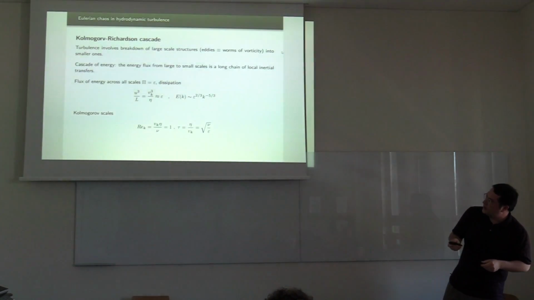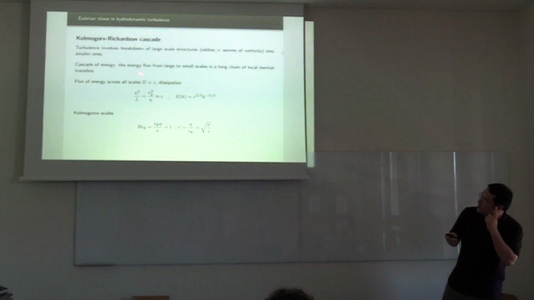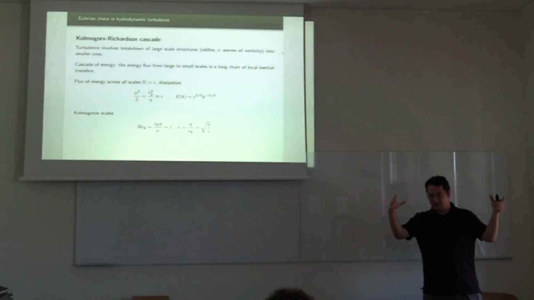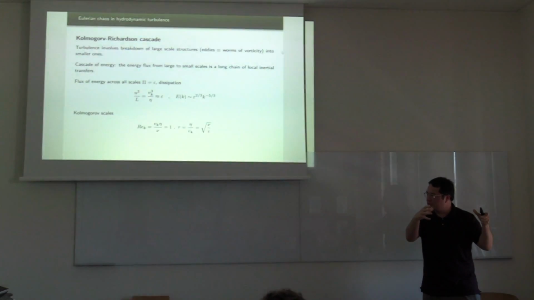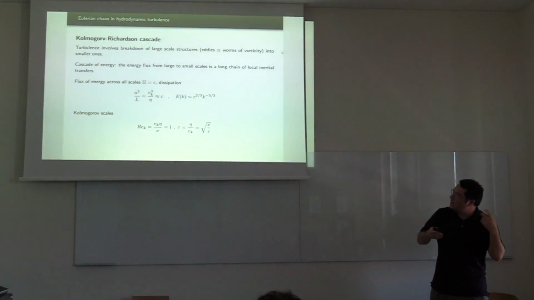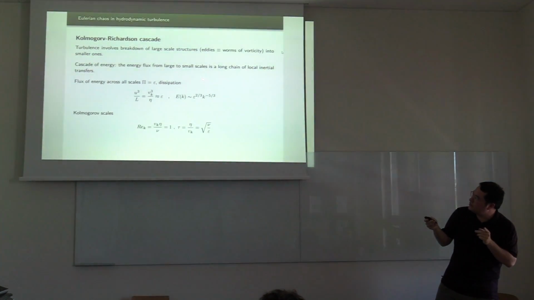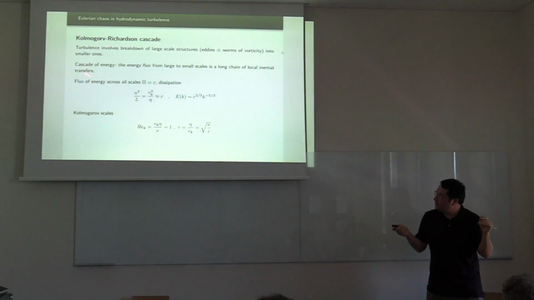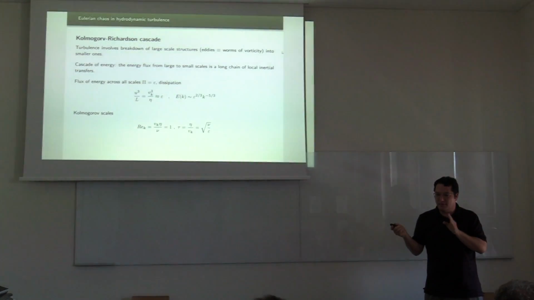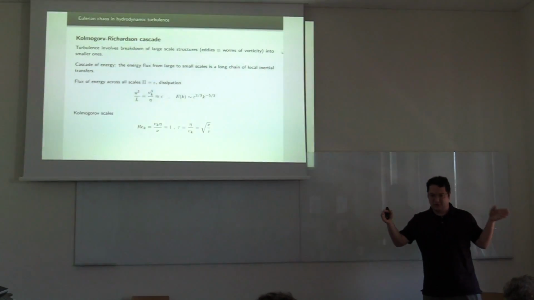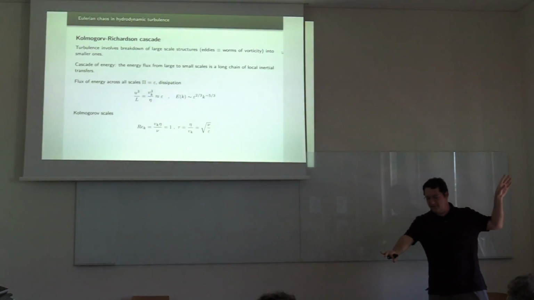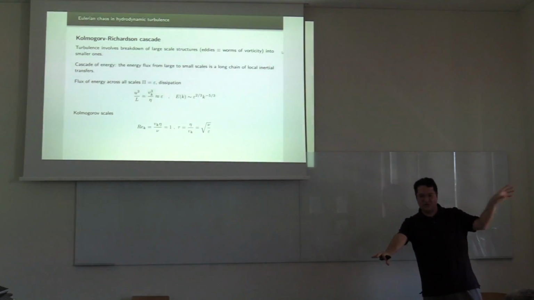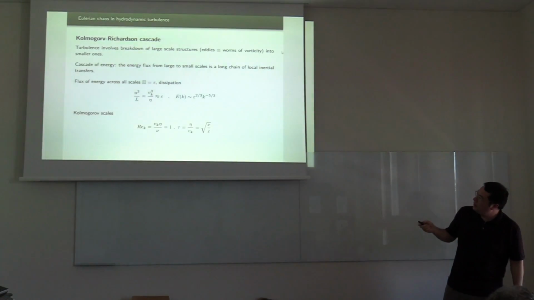So we can characterize this by a cascade of energy. When there's a breakup of a larger eddy into smaller eddies, the larger scale gives its energy to a smaller scale, and so on and so forth. In the cascade picture, the flux of this energy is constant, and we have a long chain of local inertial transfers. The flux along all scales is equal to the dissipation rate by energy conservation: if you have energy going out, which is dissipation, you have to have energy input. Okay.